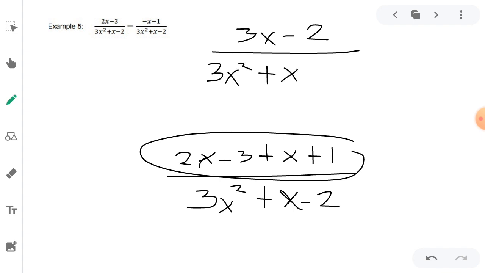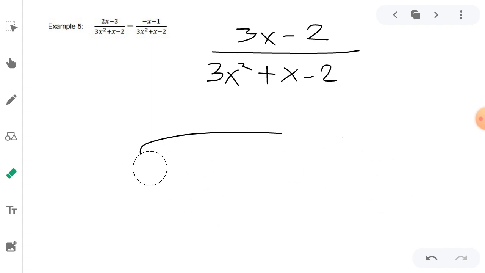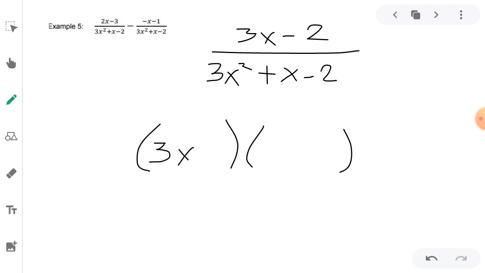plus x minus 2. So since yung denominator natin is in the form of trinomial, so we need to factor. So factor natin si denominator natin. So ano yung factor niya? Ang factor ng ating denominator is 3x minus 2 times x plus 1.